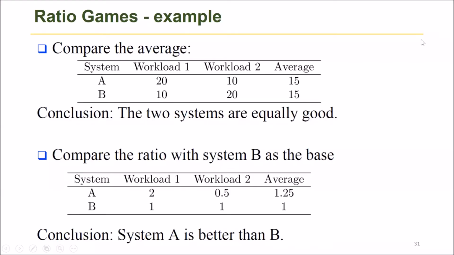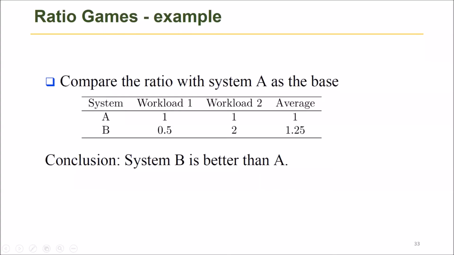If we just calculate the average throughput of those systems on two workloads, we can say that those systems are equal on average. But what happens if we consider system B as the baseline and then normalize the results of A? In that case, if we calculate the average of normalized throughputs, then we will see that system A outperforms system B. Similar conclusion if we set system A as the baseline. So considering ratio game is very important when we want to compare the performance of systems.